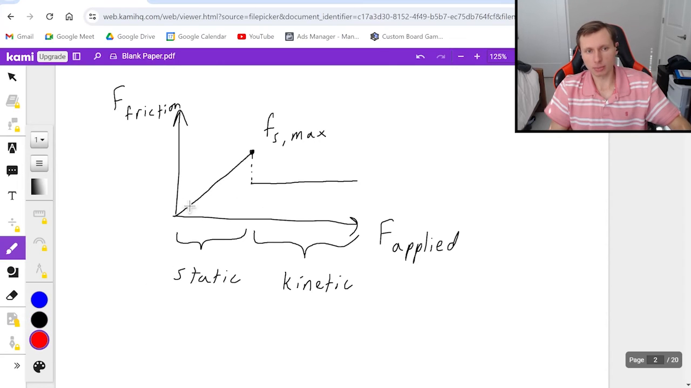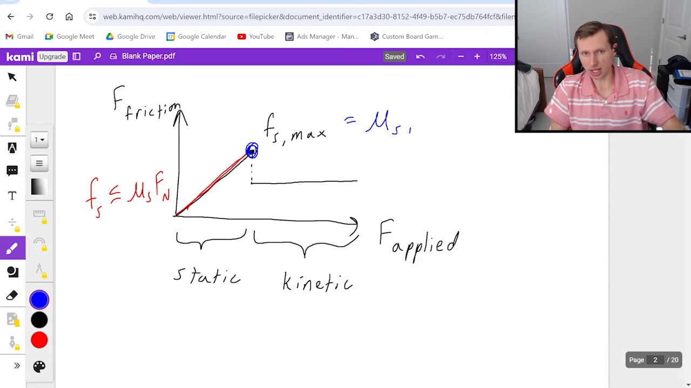Just as a quick reminder, this part in red has basically no equation, because if Fs is less than or equal to mu s times Fn, you really can't use this equation for anything in this red region. At this blue dot right here where it is the max, that is where you get to set it equal to, and you actually can use this equation, mu times normal force. And then the last part in green, which is the kinetic friction, you can use Fk equals mu k times Fn.